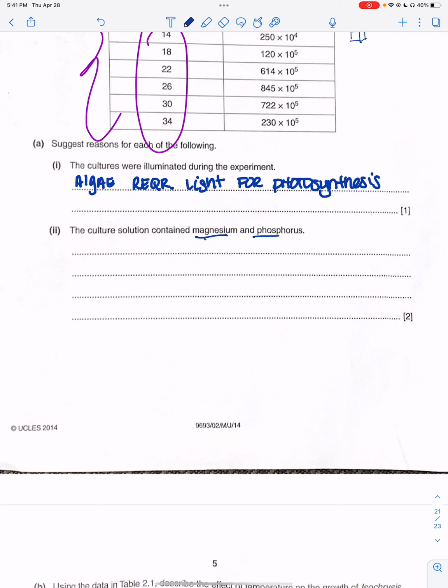Why would it need magnesium and chlorophyll? So we're just gonna go with what I told you before.